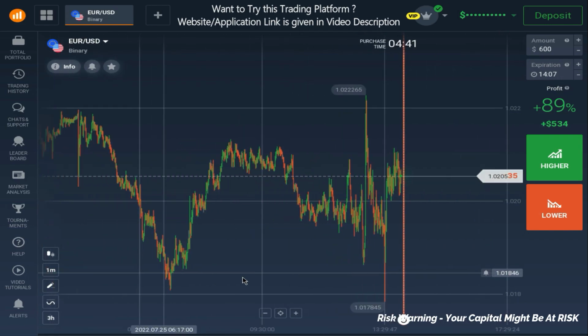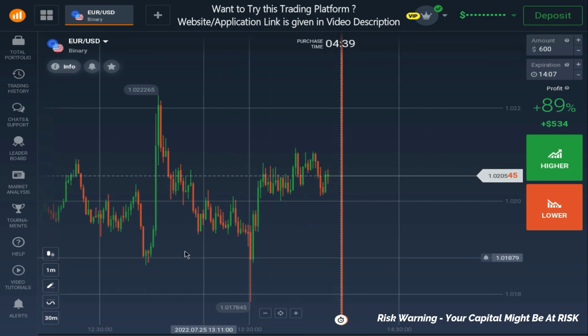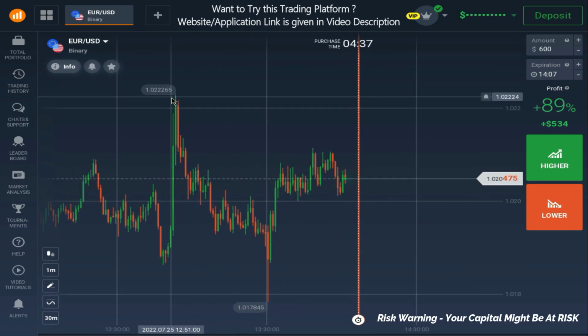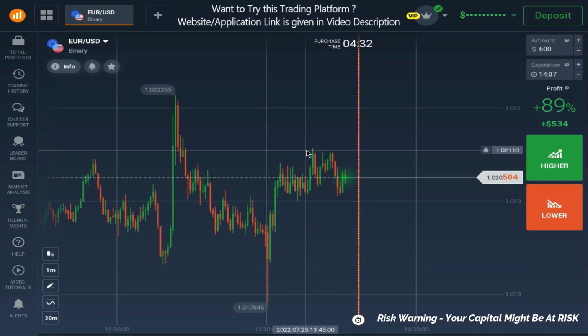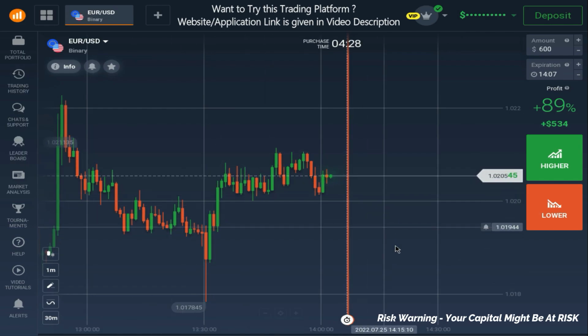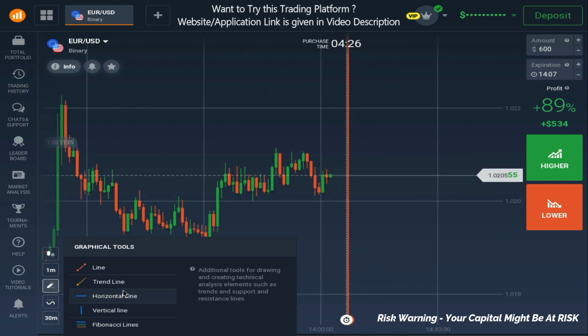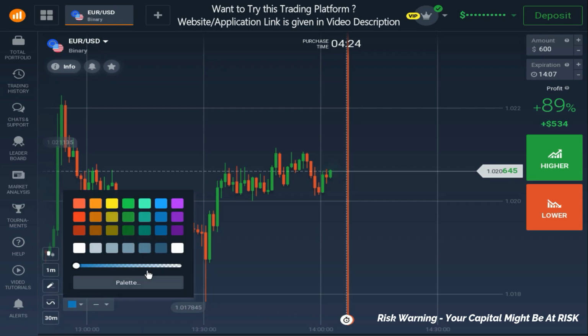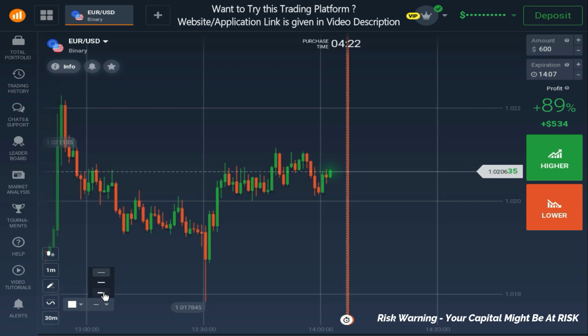It looks like a ranging market, but if you look carefully at the highs and the lows, this is the high and this is the low, and this is the lower high, which means that on this chart only, this is a downtrend situation. So what we are going to do is take the trade according to the downtrend market.